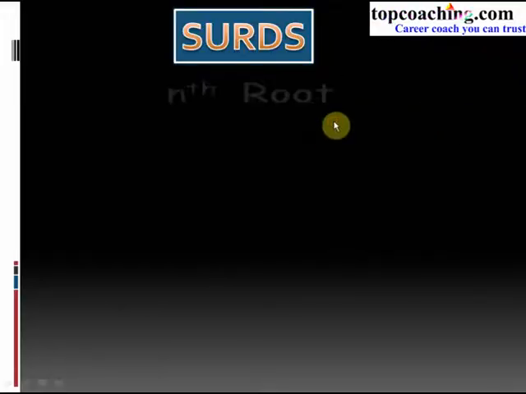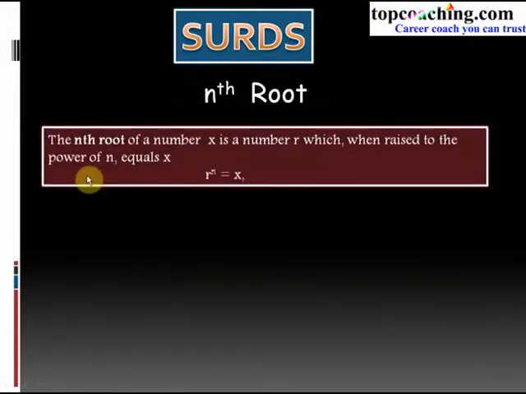Let us first try to understand what the nth root is. The nth root of a number x is a number r which when raised to the power of n equals x. That is, r to the power of n is equal to x. So when we raise r to the index n, we get the number x, and so the nth root of x would be equal to r.